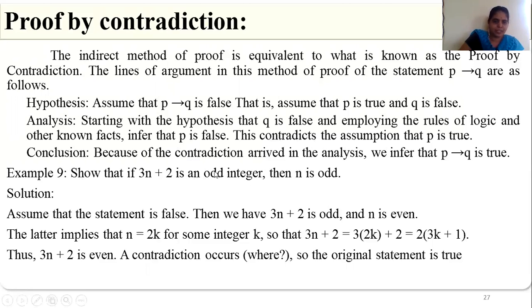Consider the same example. Assume that the given statement is false. Then 3n plus 2 is odd, and n is even, the negation of the conclusion. This implies again the same thing: n is equal to 2k for some integer, then 3n plus 2 is equal to 3 times 2k plus 2. Taking 2 common, any number multiplied with 2 is again even. This contradiction occurs, so the original statement is true.